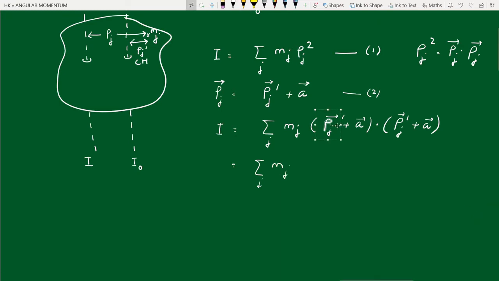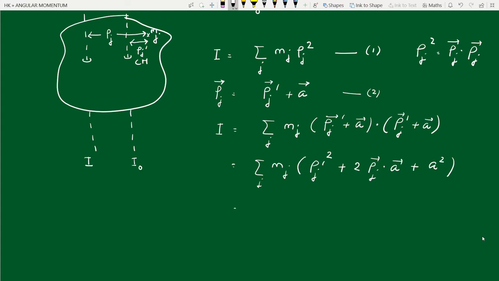We get rho j prime dot rho j prime, which will be rho j prime square. So the first term will be rho j prime square, plus, then there will be rho j prime dot a plus a dot rho j prime. Since the dot product is commutative, a dot rho j prime is the same as rho j prime dot a. So there will be 2 terms with rho j prime dot a. The next term is 2 vector rho j prime dot vector a, and the last term will be a dot a, which is a square.